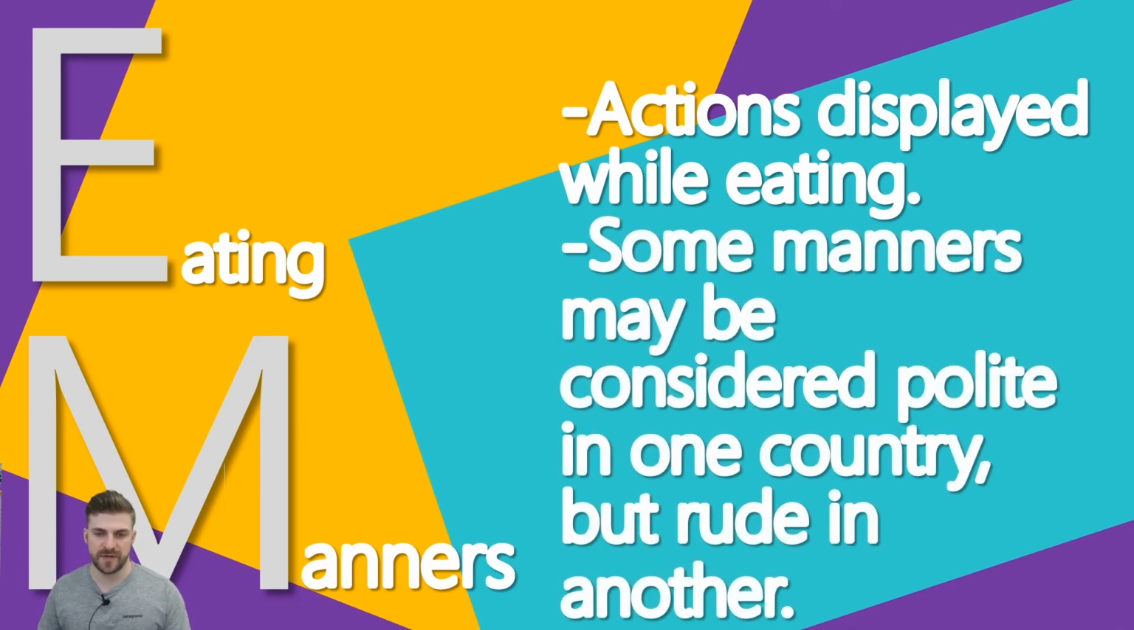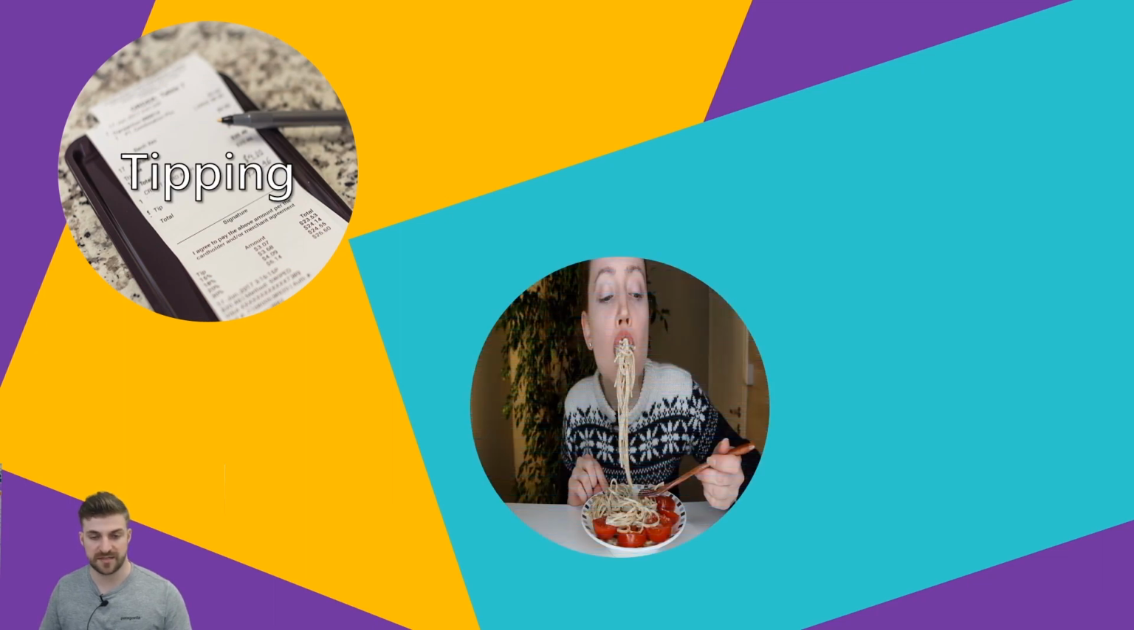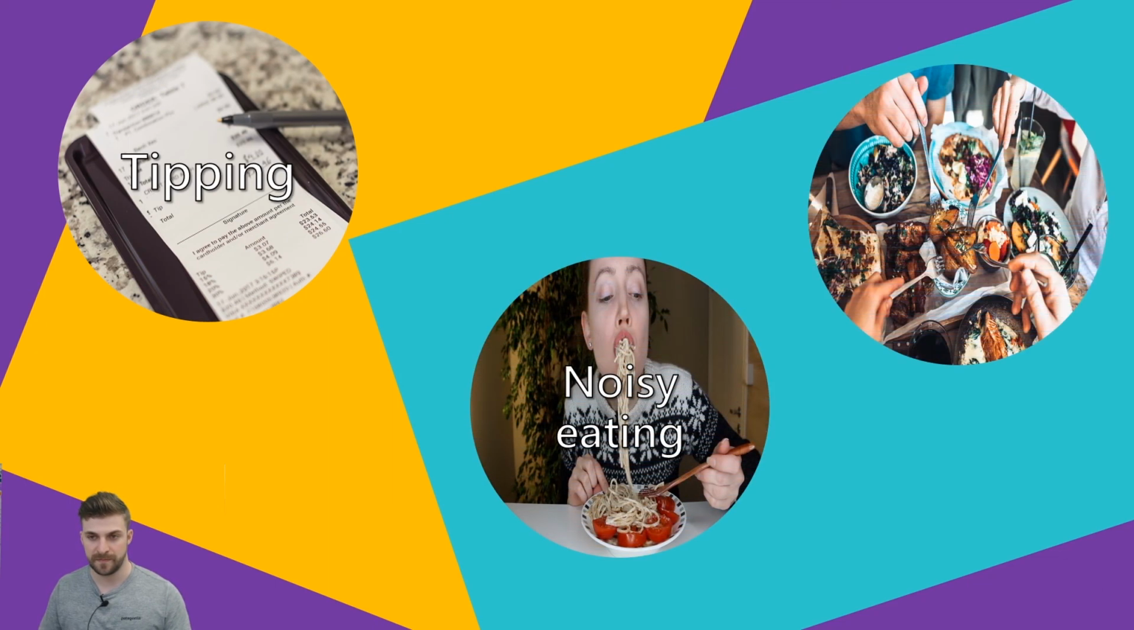All right, next we have eating manners, and these are actions displayed while eating. So some manners may be considered polite in one country, but rude in another. So first, we're going to talk about tipping. Next is noisy eating. And the last one, sharing, and specifically sharing food.